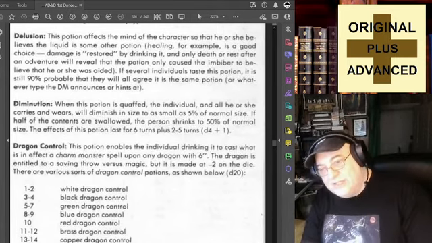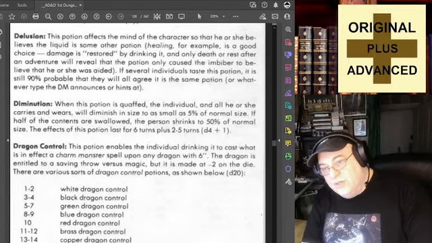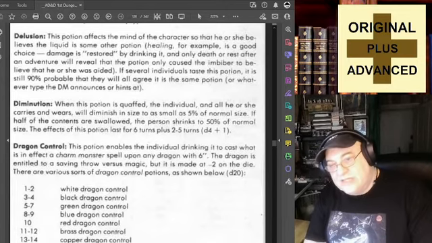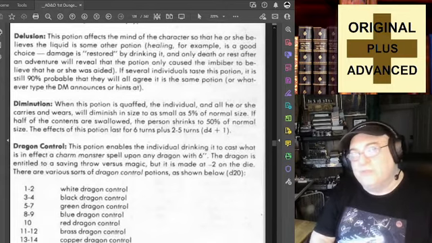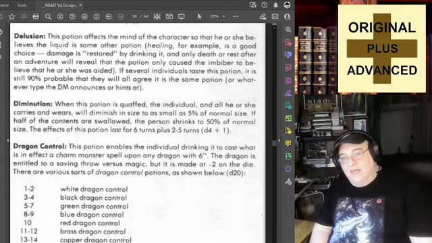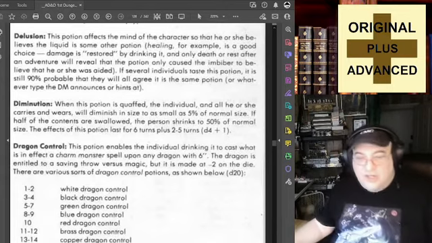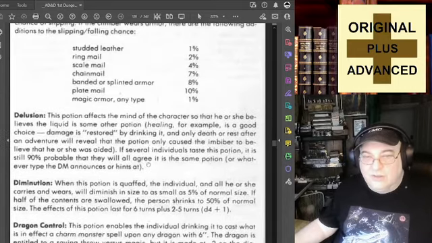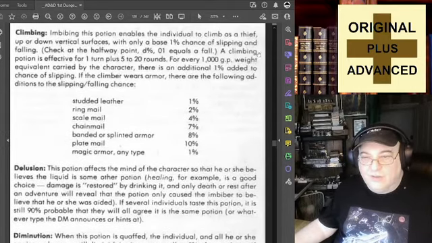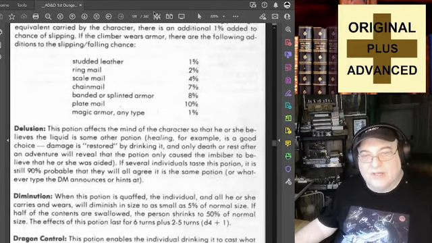Let's see. Oh, George says no. So no armor equals no check at all. Auto success. Nope. There's still the base 1% chance, and then the additional for the weight, and then armor is on top of that as well.